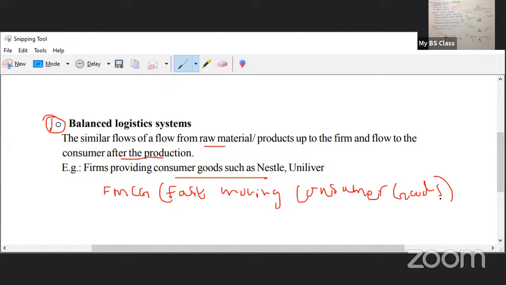So the similar flows from the raw material products up to the firm. And the flow coming to the firm and the flow going from the firm both have equal weightage.